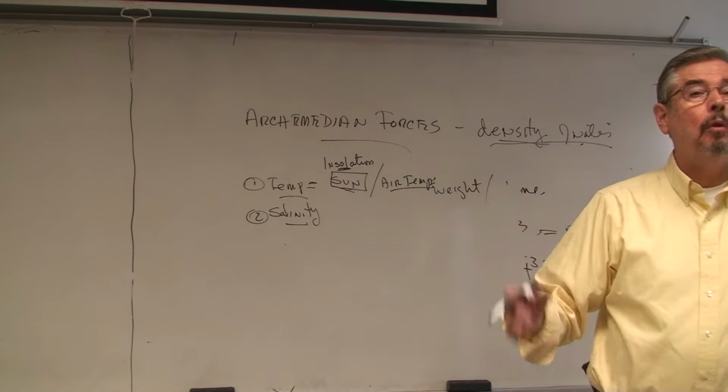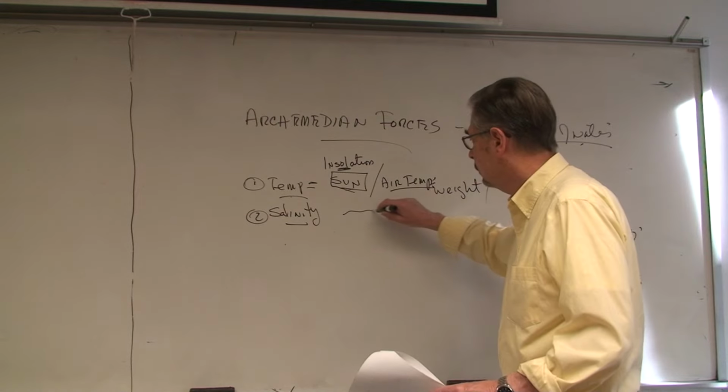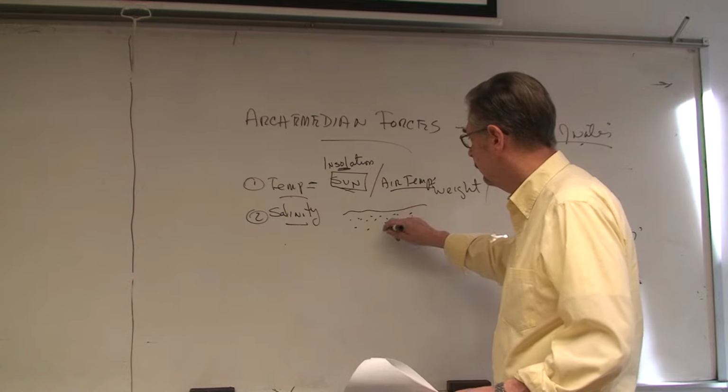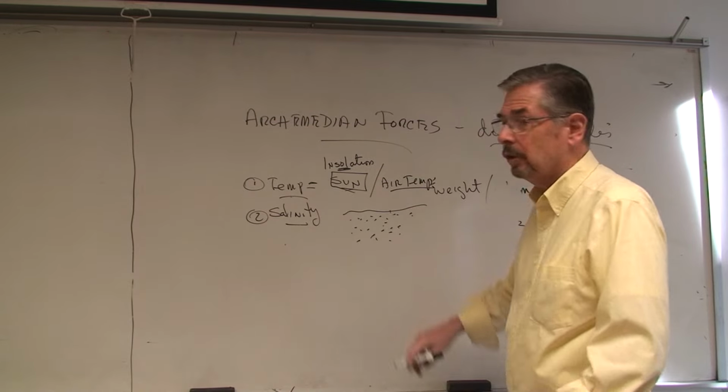What is ocean water? Ocean water is fresh water plus salt. That's what ocean water is. It's fresh water plus salt.